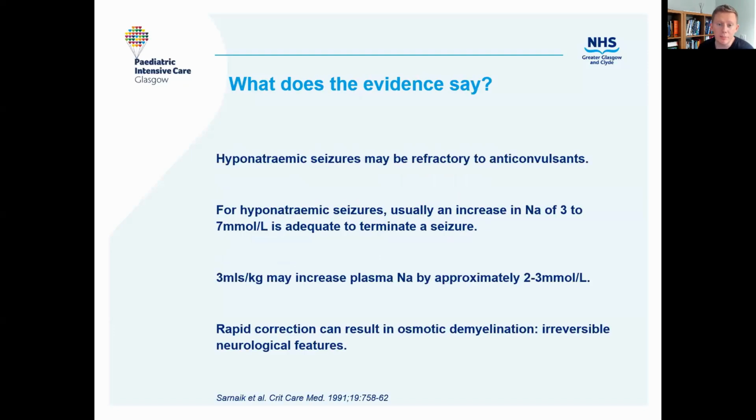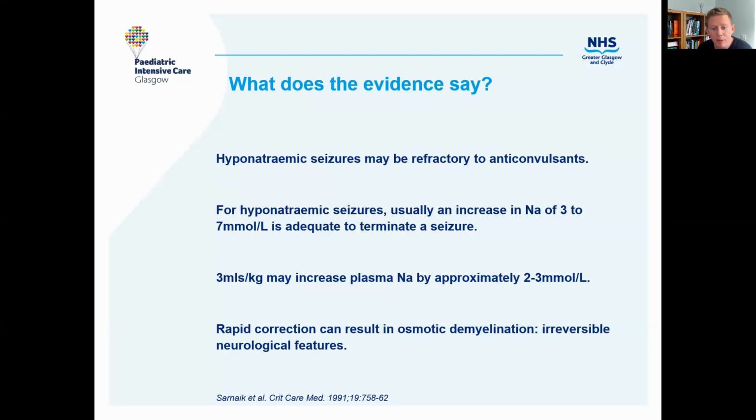What does the evidence say about doing that? Well, the evidence suggests that hyponatremic seizures may be refractory to anticonvulsants. For hyponatremic seizures, usually an increase in sodium of between 3 and 7 millimoles per litre is enough to terminate a seizure. A standard dose of 3 mils per kilo may actually be enough to increase your sodium by 2 to 3 millimoles per litre.